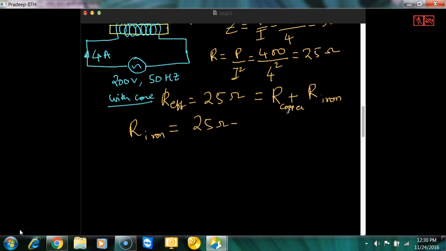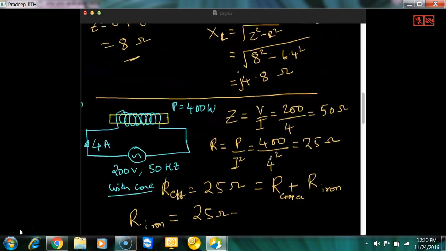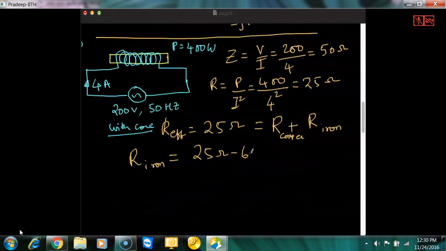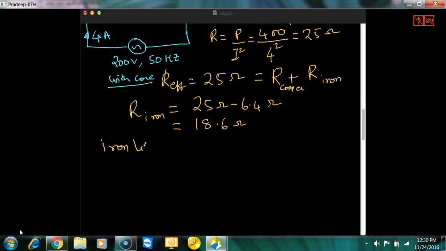So 25 minus what is the copper part of the core? Earlier we calculated 6.4 ohms here. So minus 6.4 ohms, how much will I get? Is it 18.6 ohms? Yes. So 18.6 ohms is the resistance that is representing the iron. So what is the iron loss then? It is nothing but I square into R. So here I will use the R iron. So that is 4 square into 18.6.